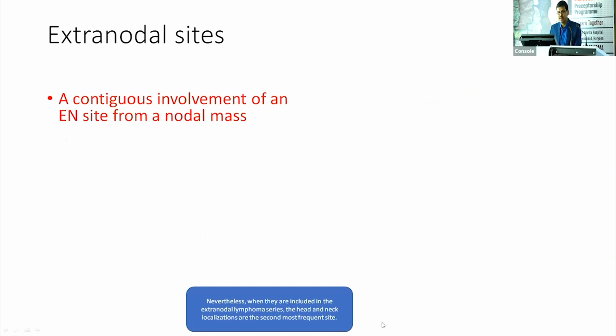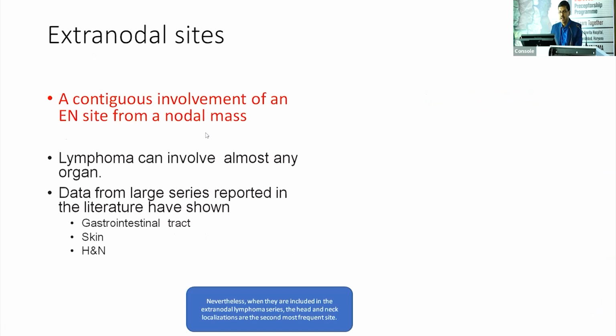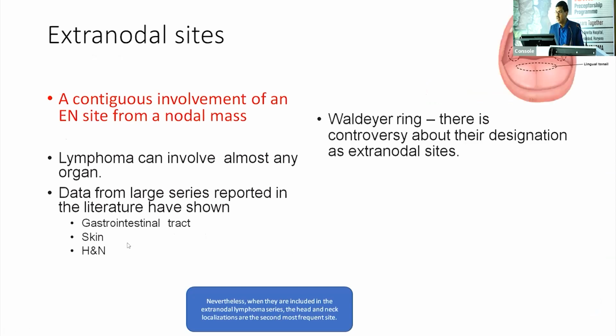Now, extranodal site quickly. What is accepted is a contiguous involvement of an extranodal site from a nodal mass. Now, lymphoma can involve virtually any organ. Lung cancer and lymphoma are 2 tumors which can go anywhere in the body. But the commonest extranodal sites are GIT, skin and head and neck region.